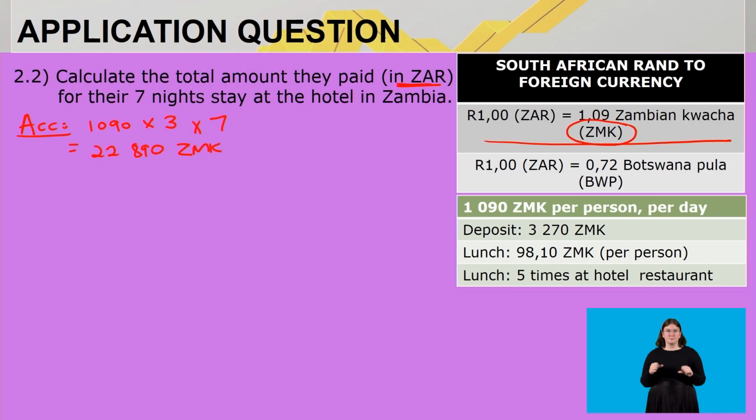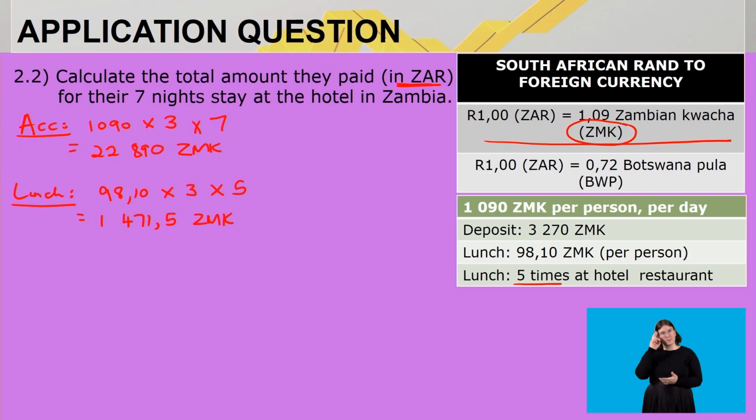Right. Next up, we have the lunch. Right, so let's look at the lunch. It was 5 times at the hotel. What is the cost for lunch? It's 98.10. So I'll say then 98.10 multiply by the three of them, multiply by the 5 times that they've been eating at the restaurant at the hotel. So it's 98.10 multiply by 3, multiply by the 5 times. So that will give us 1,471.5 ZMKs.